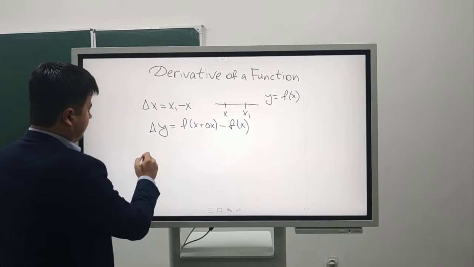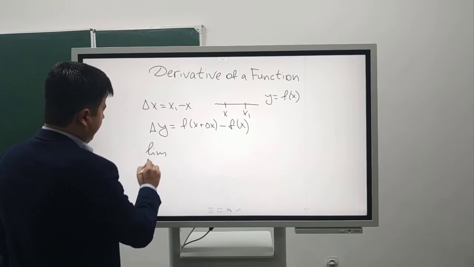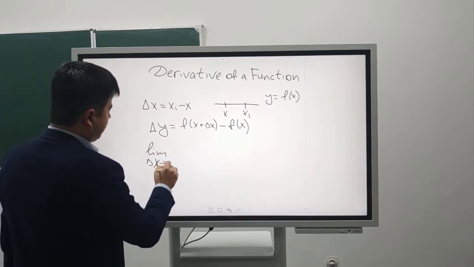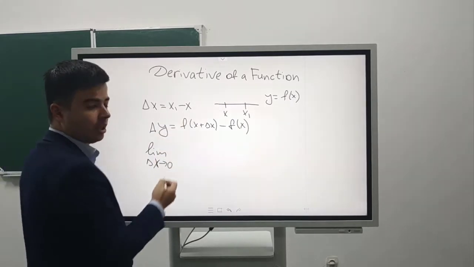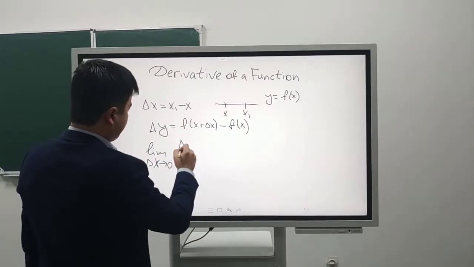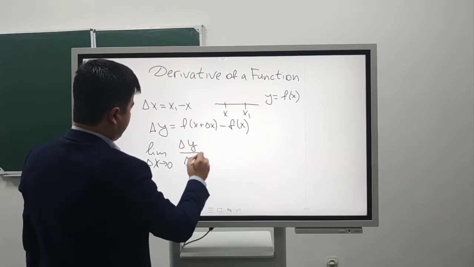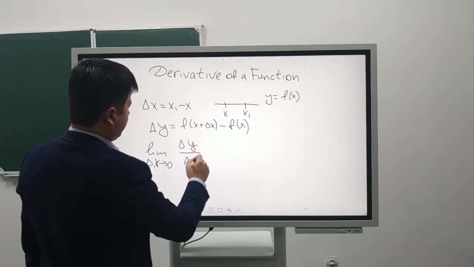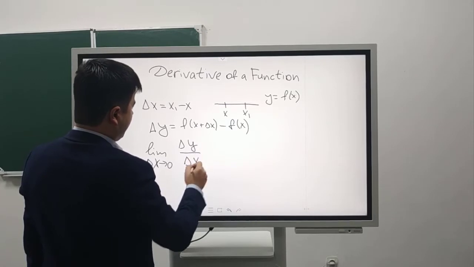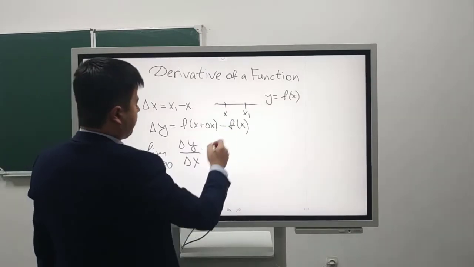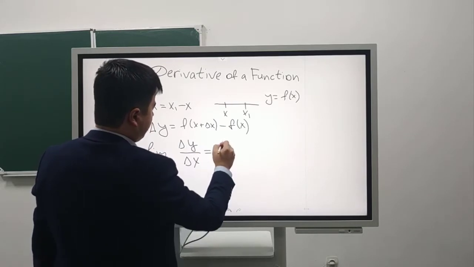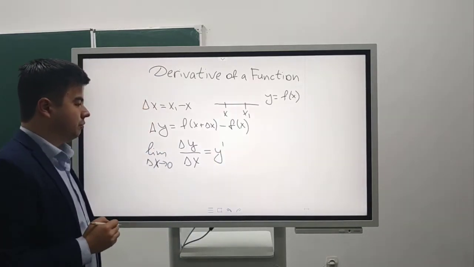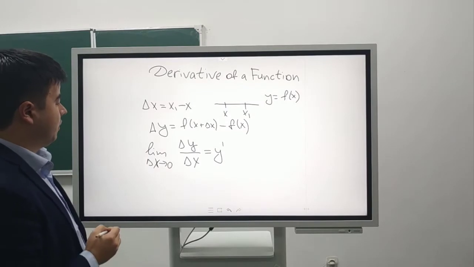And the limit as delta x tends to 0 of the ratio of increment of function to increment of argument, so it is delta y over delta x. This is derivative of our function, and we denote it by this symbol y prime. So this is derivative of function.